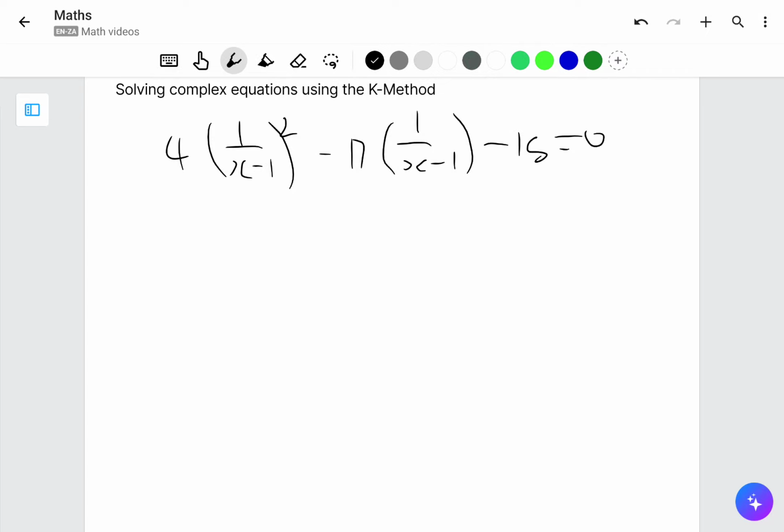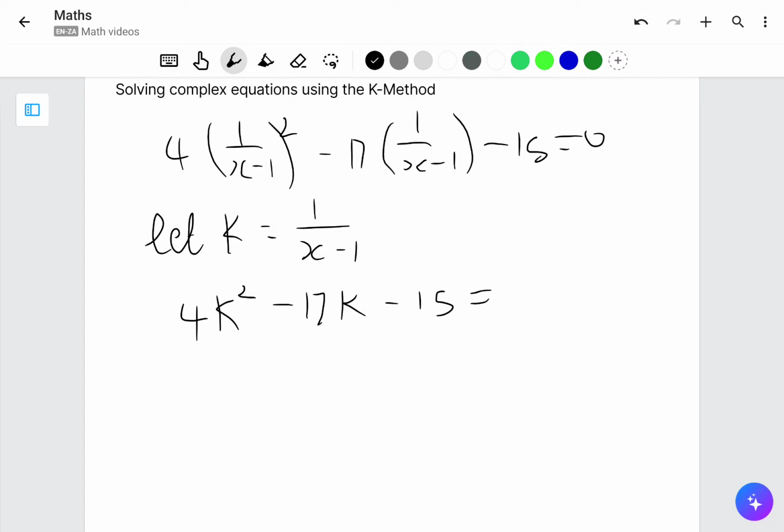So we're going to say again, let k equal 1 over x minus 1. Wherever we see 1 over x minus 1, we're going to put k. So let's get into it. We're going to say 4k squared minus 17k minus 15 equals 0.